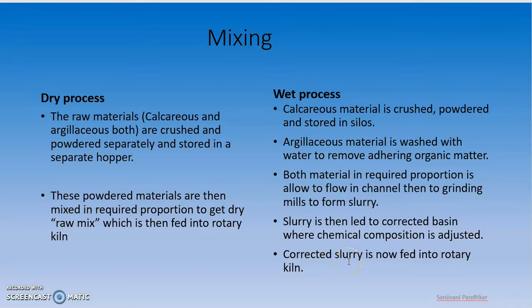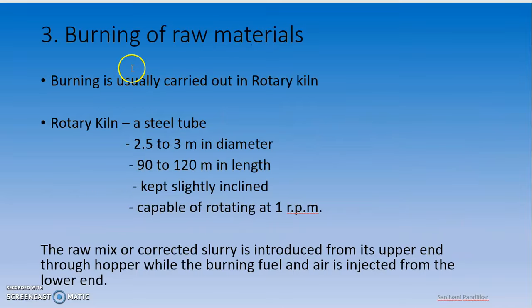Corrected slurry is now fed into the rotary kiln. In the rotary kiln, the burning step is carried out. So our next step is burning of raw materials. Burning of raw material, as I said, is carried out in the rotary kiln.